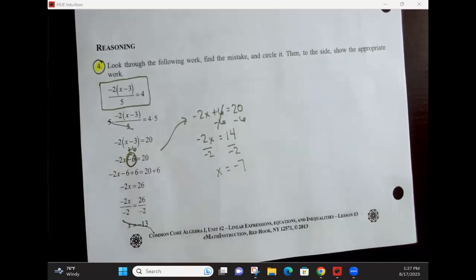Here's what I would like you to do for homework for tonight. We skipped several problems as we worked through our examples for today. I would like you to pick 3 of the problems that we skipped and do those for homework. Your choice. Any 3 of the ones that we skipped, you can do for homework.